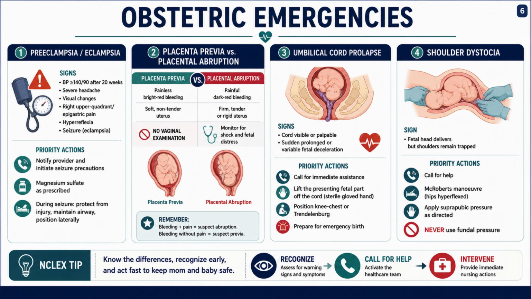Finally, shoulder dystocia occurs when the fetal head delivers, but the shoulders become trapped. You should call for assistance. Help place the patient in the McRoberts position and apply suprapubic pressure as directed. Never use fundal pressure because it can worsen the impaction.